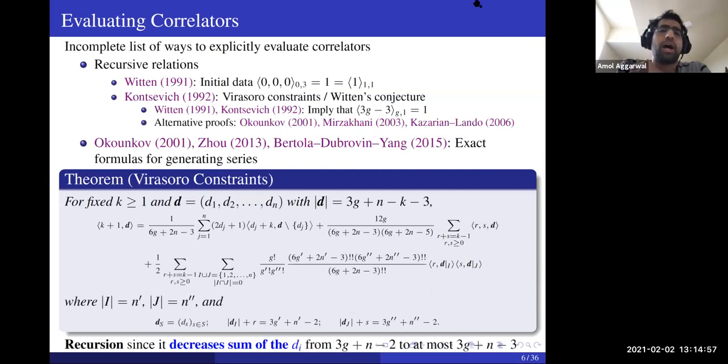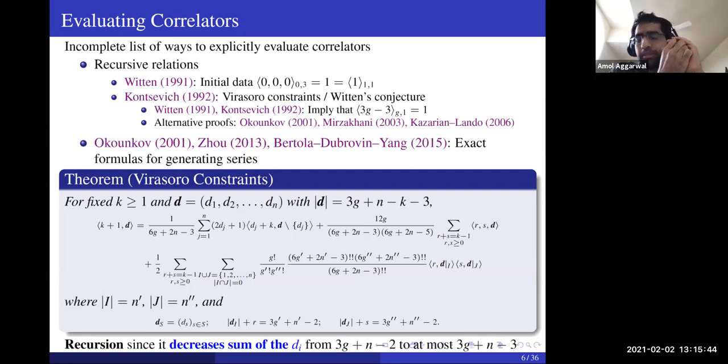Anyway, so how to compute them? I'll give you a very incomplete list. There's a huge number of names here that I'm not listing. The first way is by a family of recursive relations, which are as follows. When Witten was originally looking at these numbers, he observed that one can compute these intersection numbers for relatively small d's. So this three-point genus zero correlator is going to be one, and the one-point genus one correlator should be 1/24. And this tau one, as I had from my previous slide, is equal to one. That's the initial data for these recursive relations.